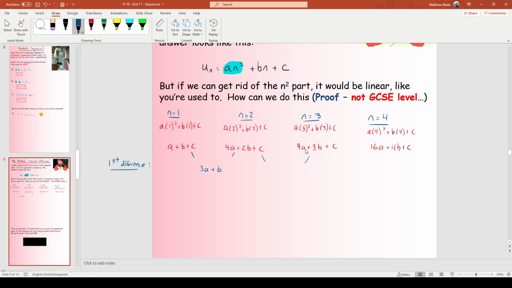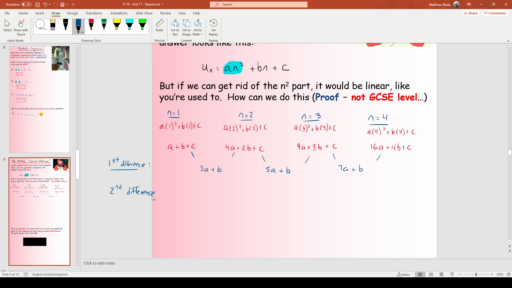Now we're going to subtract just the two next to one another. 9a take 4a is going to be 5a, 3b take 2b is going to be plus 1b, and c take away c, well, it just goes away. And the same deal here. 16a take away 9a is going to be 7a, 4b take away 3b is just b, and then c take away c is nothing. So that's what you're left with. Cool? So already something complicated is simplified down a bit. Here we go. Second difference.